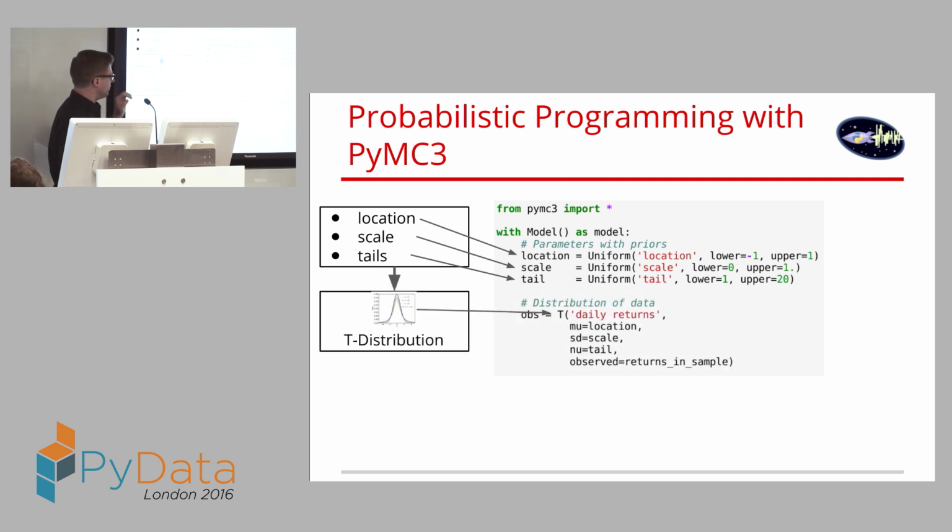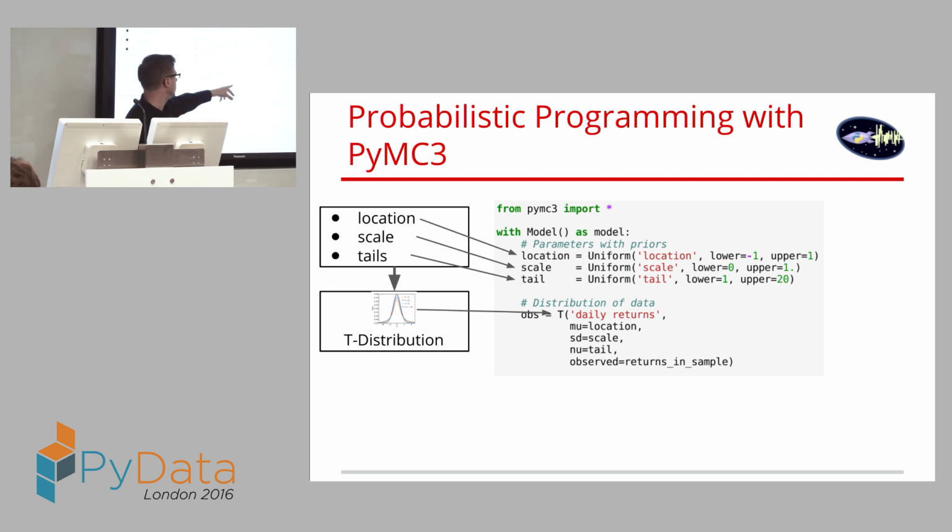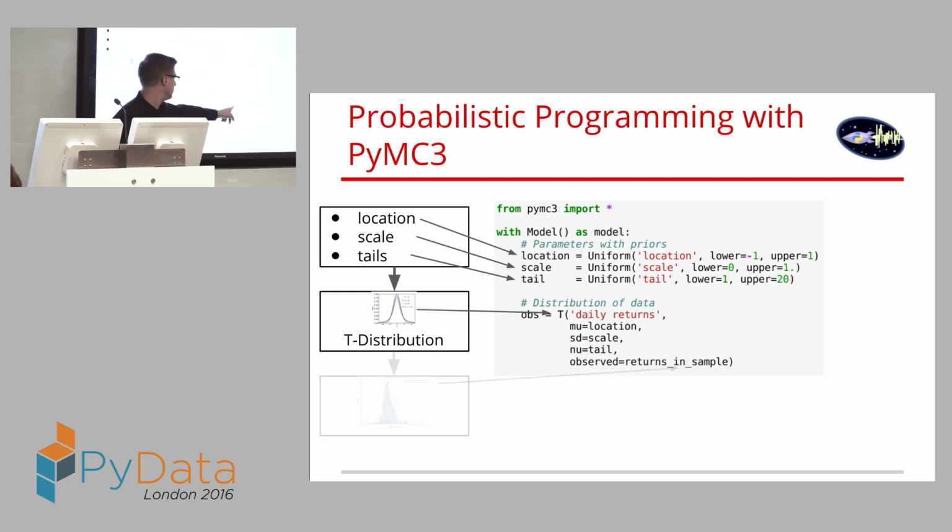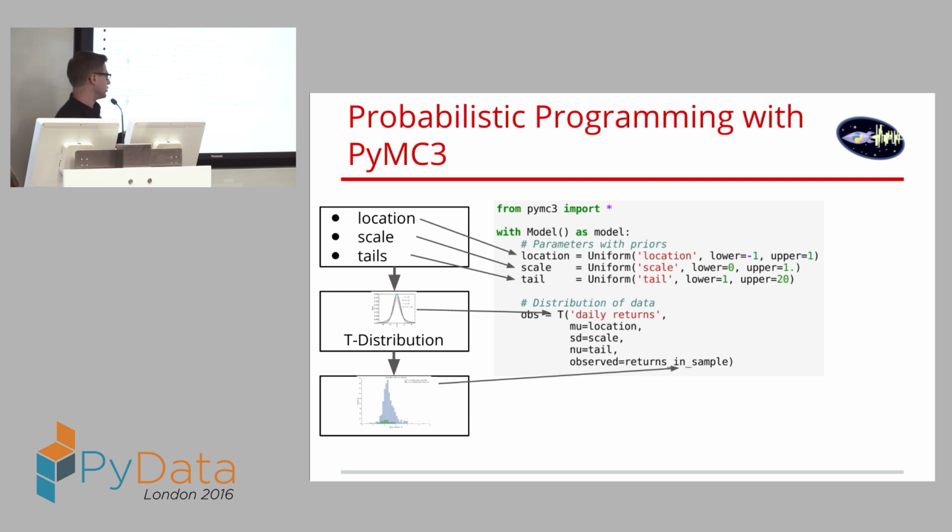Now, the second part is how do we tie that to data? And as I said, we're using a t distribution. By the way, the first argument is just the name. You can name the random variables. And here we pass in the data, which will just be a NumPy array. And here we're using the observed keyword, which tells it that this is used to infer these other parameters.